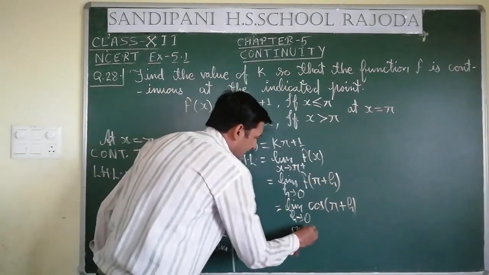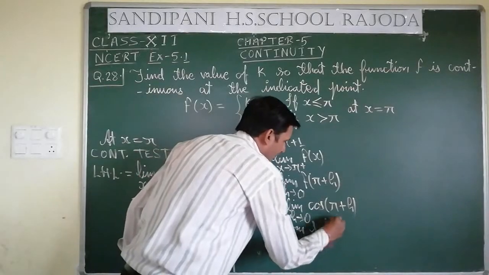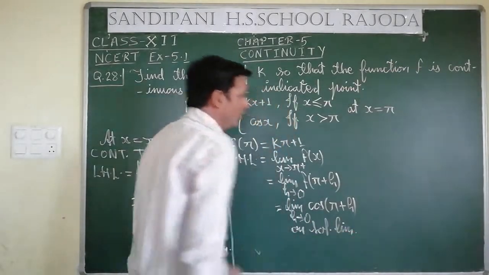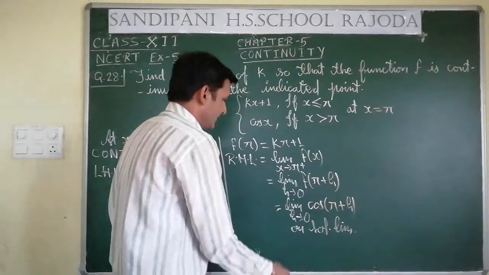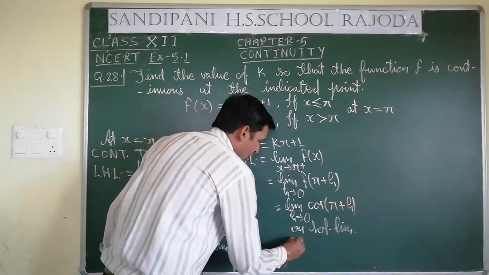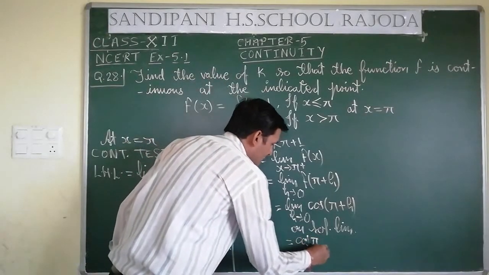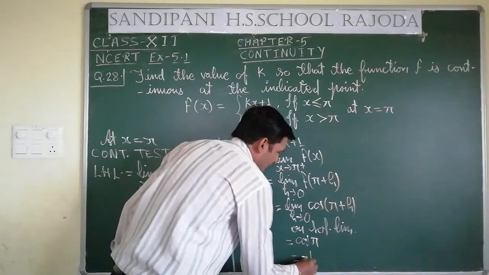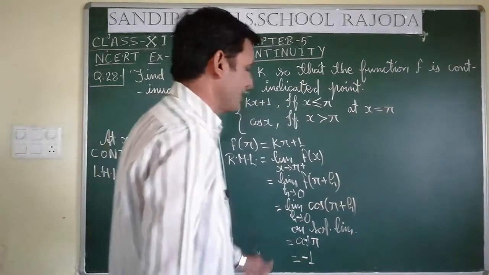On solving the limit, of course we know that the value of h is 0. So it is cos pi only. Cos pi value is equal to minus 1. Value of cos pi is minus 1.